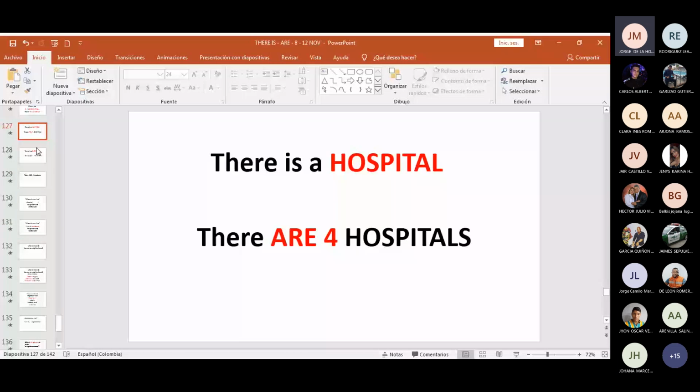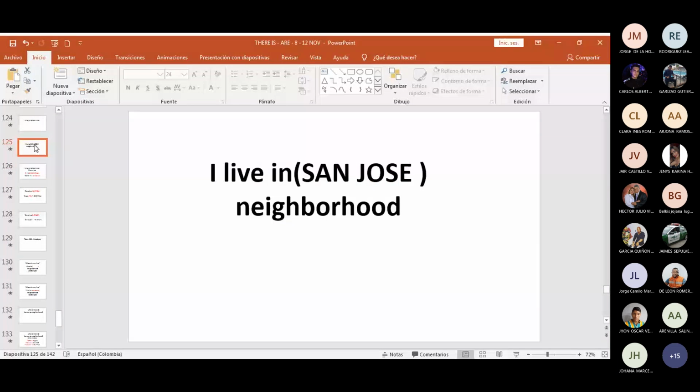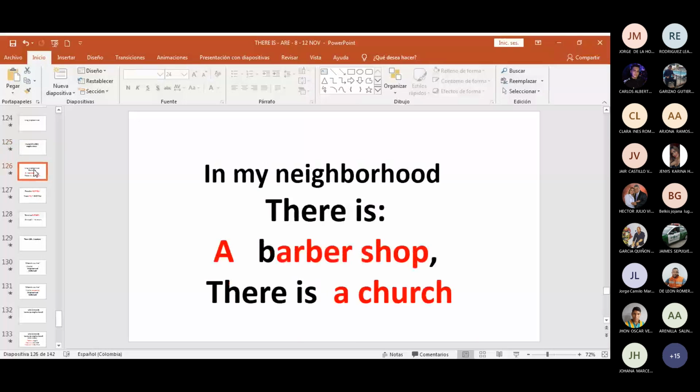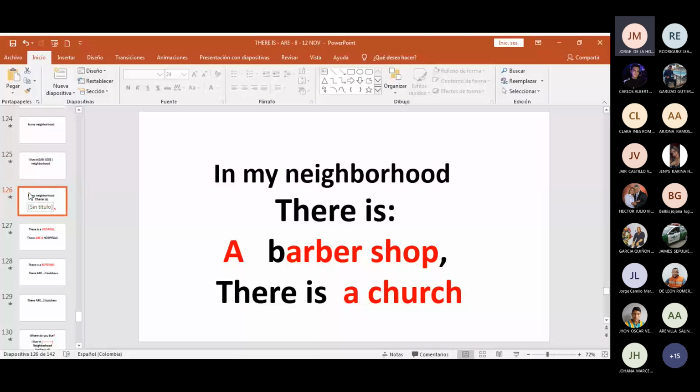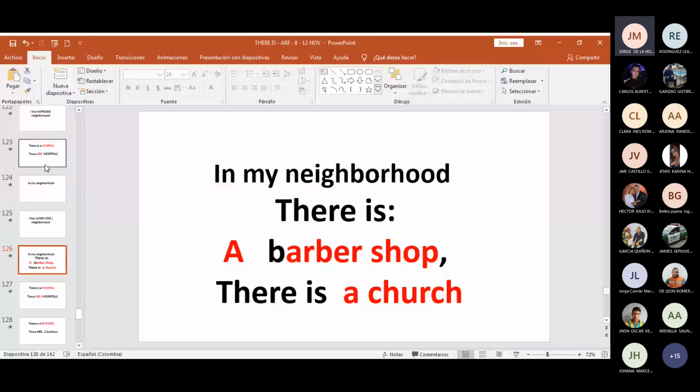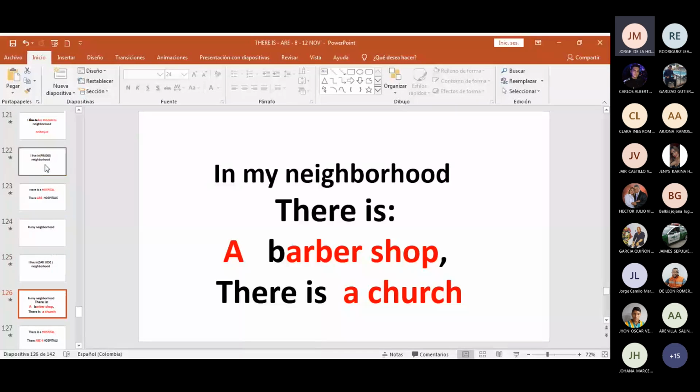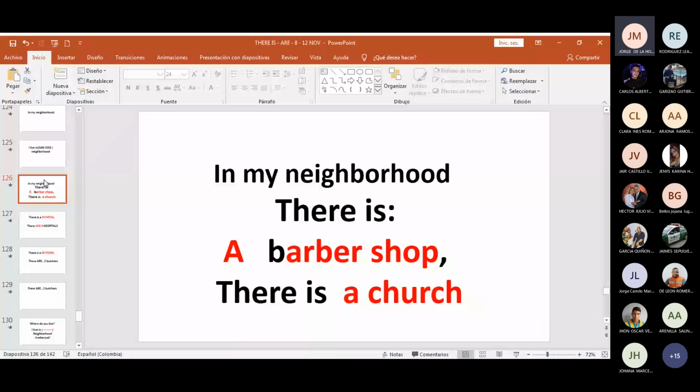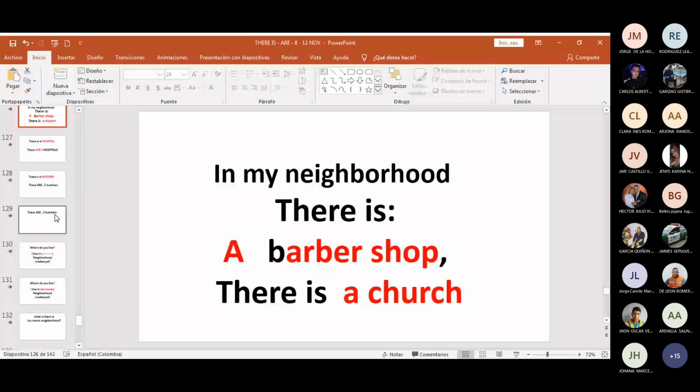Hey, what is there? Yes, for example, there is a barber shop, there is a church, but remember, student, that the question is, what is there? What is there? Because that is the question. ¿Qué hay en tu barrio? Yes.